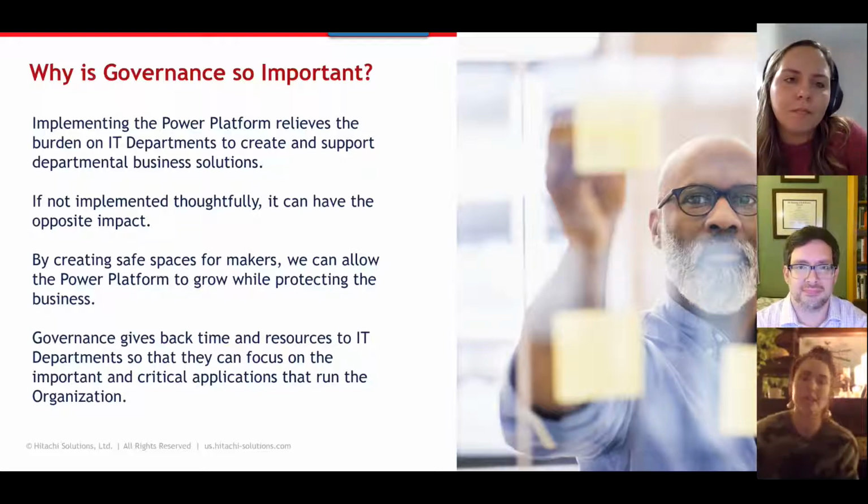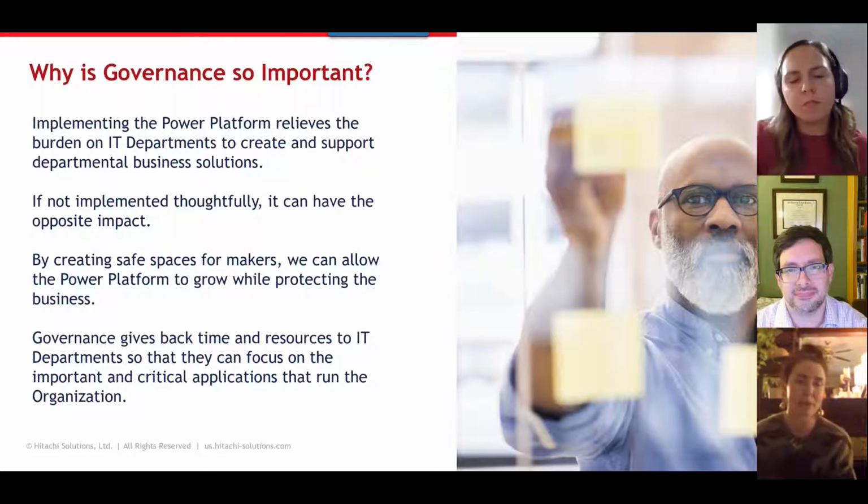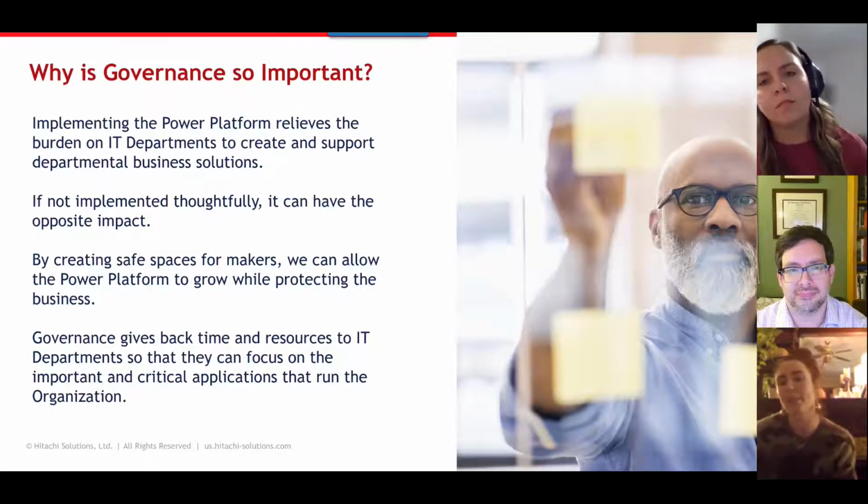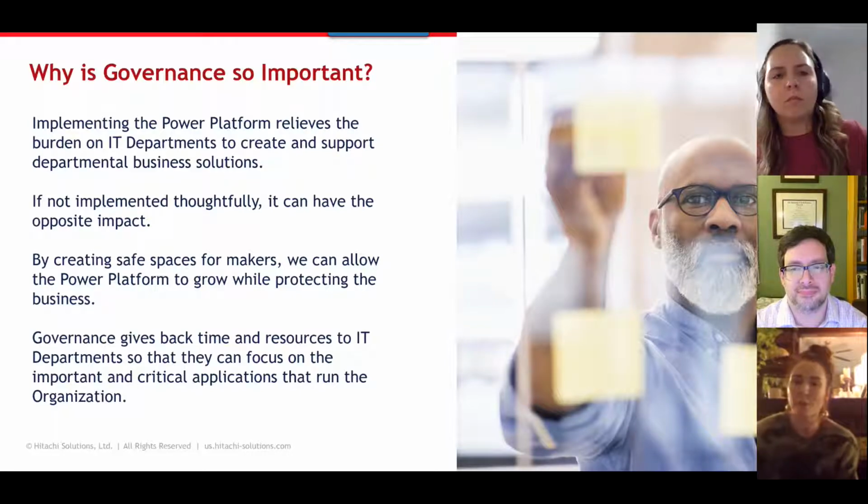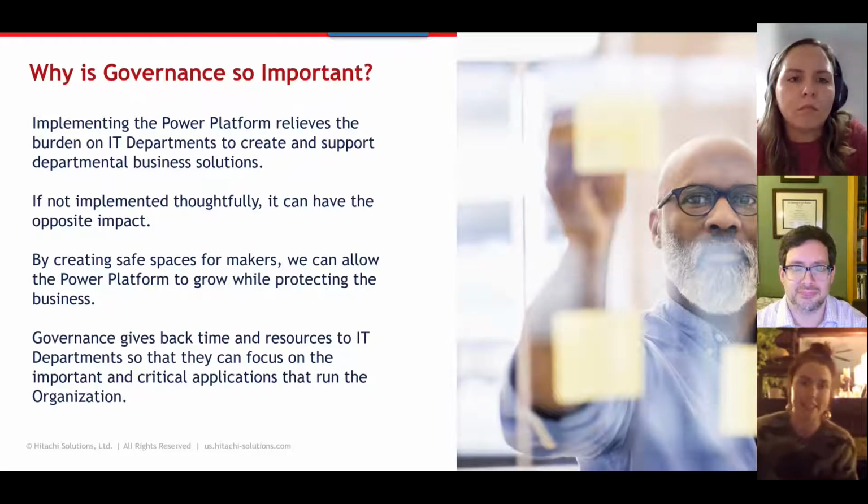And governance is important because of two things, really: making that safe space for makers, and also ensuring that implementing the Power Platform doesn't add additional burden or stress onto departments that are already pretty resource strapped, especially our IT departments. So if we implement the Power Platform, it really should relieve the IT departments of that stress of having to implement things out of the box for people, for their business solutions that they need.